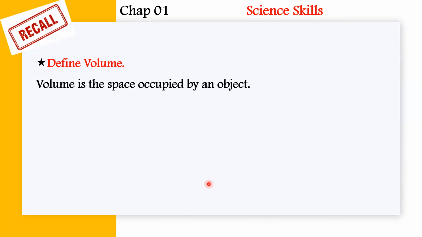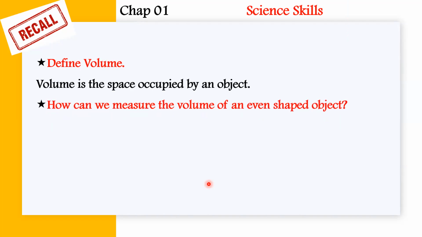How can we measure the volume of an even shaped object? Sanaullah will answer this. Sir, we can find it by multiplying its length by width and height. Very good. We can find the volume of an even-shaped object by a formula that equals length multiplied by width multiplied by height.